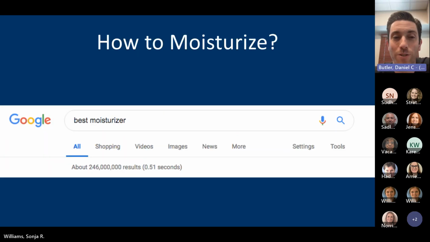All right, let's move into the moisturizing realm. So I love this. When you put in best moisturizer into Google, you literally get 250 million responses. And it probably feels like that when you're in the aisle at Walgreens or something like that. And it can be really confusing as far as how to choose your moisturizer. And this is something that often comes up with patients. And it may seem trivial, but this is something that almost all patients do, is choose a moisturizer.